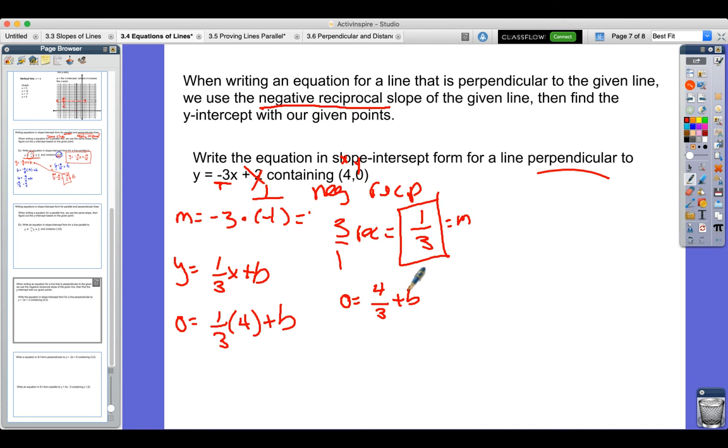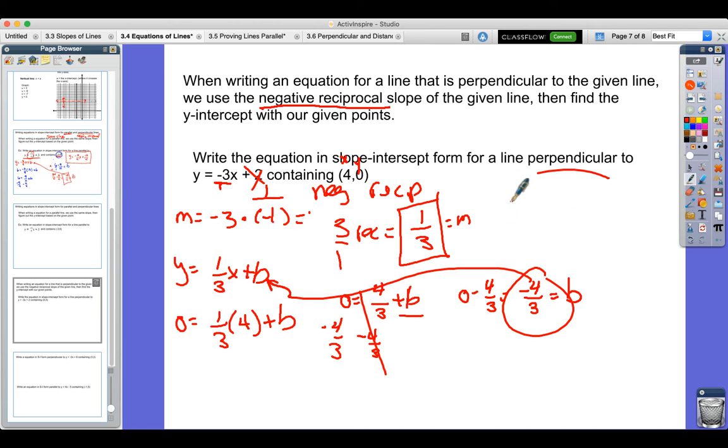Now this is a lot easier than the other ones because we subtract 4 over 3 from both sides. 0 minus 4 over 3 is negative 4 over 3, which in this case is the value of b. Since that canceled out right there, we're left with just b on this side. We're left with negative 4 over 3. So we just take that now, plug it in right there. Our final equation will be in the form of y equals 1 over 3x minus 4 over 3. That's our final answer. So remember, this is an important part. We got to know negative reciprocals for perpendicular lines.